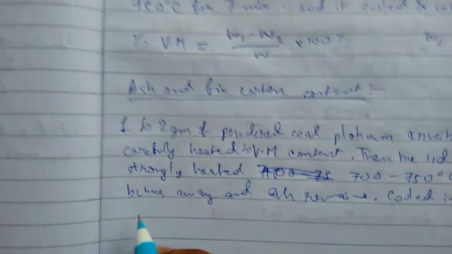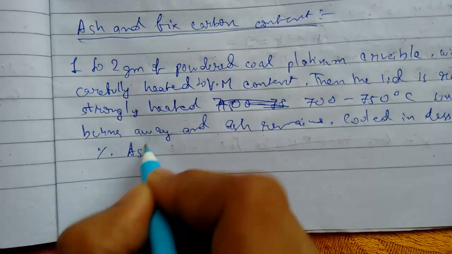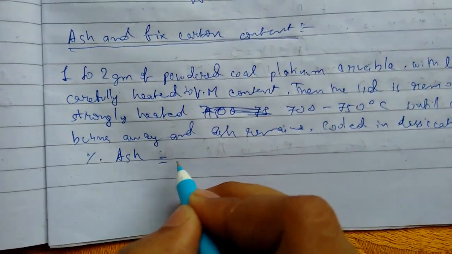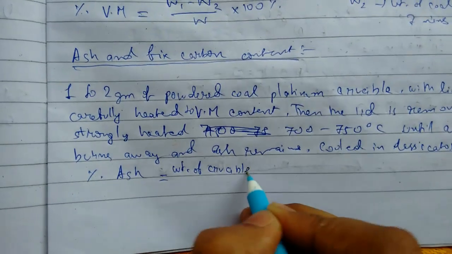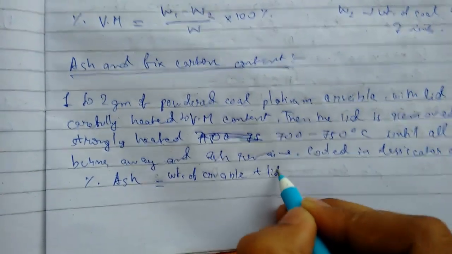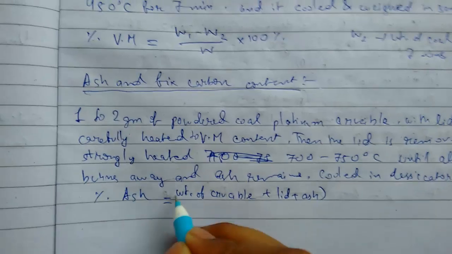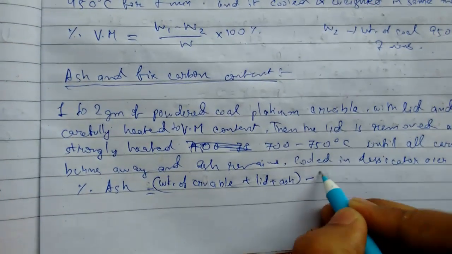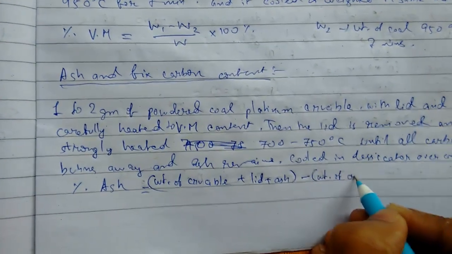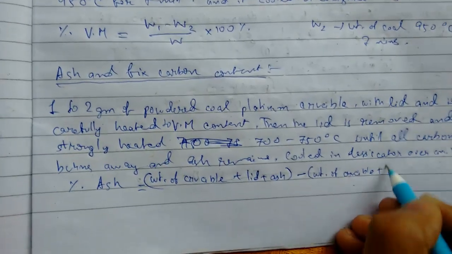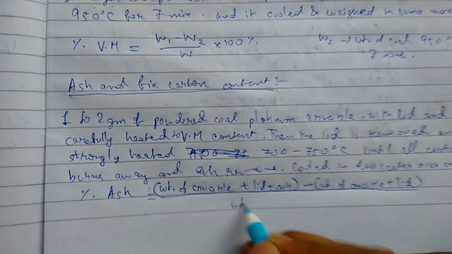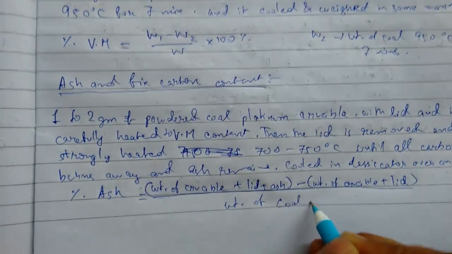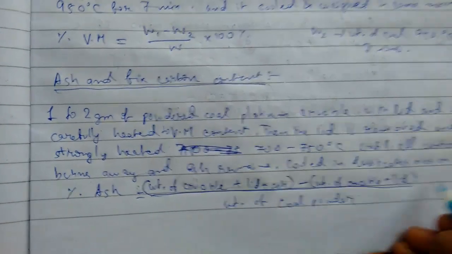Now we'll see the formula for percentage ash content. This is (weight of crucible plus lid plus ash weight minus weight of crucible plus lid) upon weight of coal powder into 100%. This will be the percentage ash.